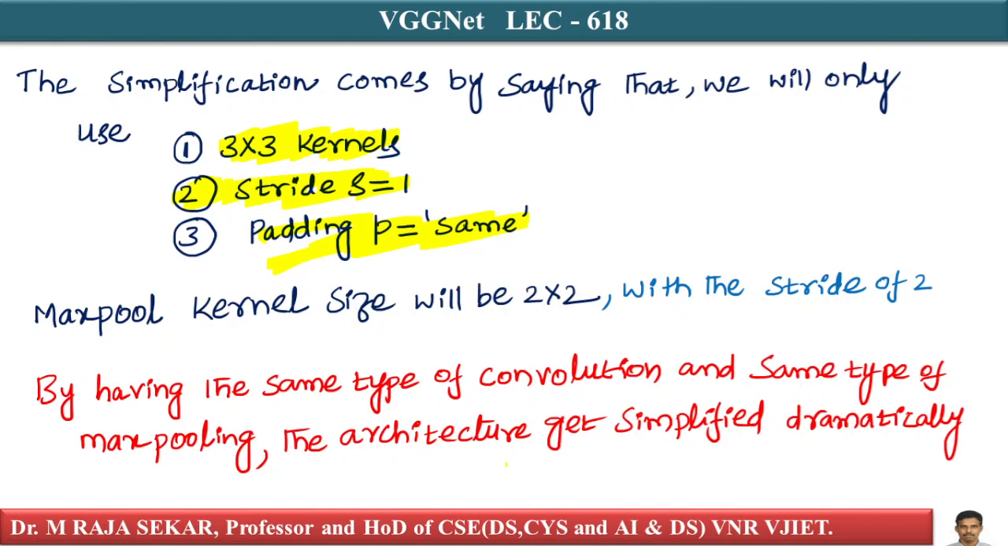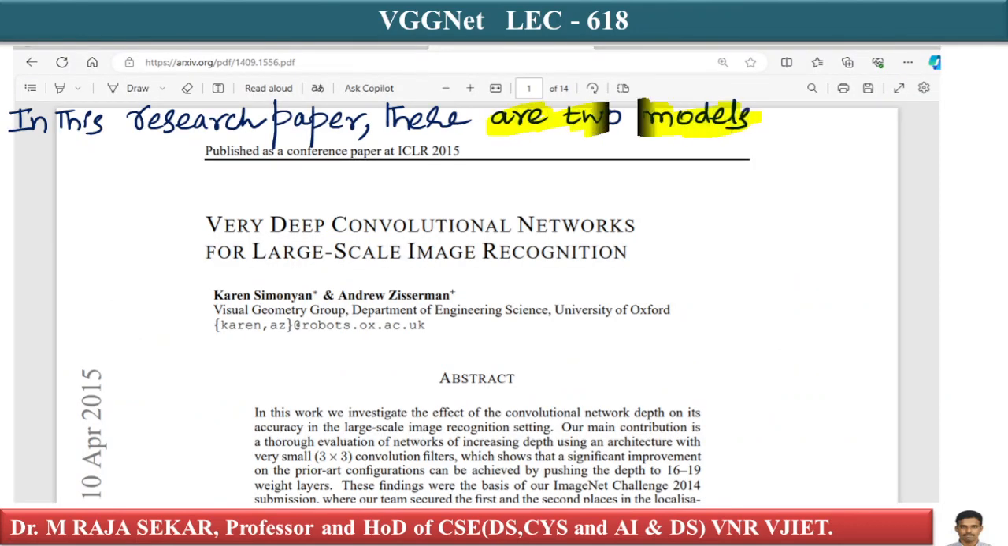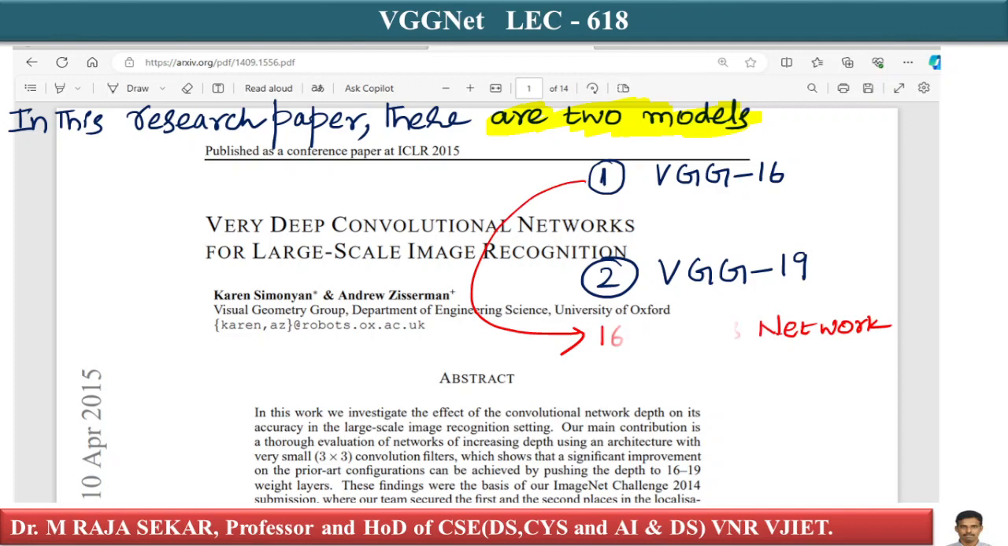So in this research paper, there are two models: VGG16 and VGG19. VGG16 is the 16-layer network, and VGG19 is a 19-layer network. They are more or less very similar, even in performance. They are very, very related.